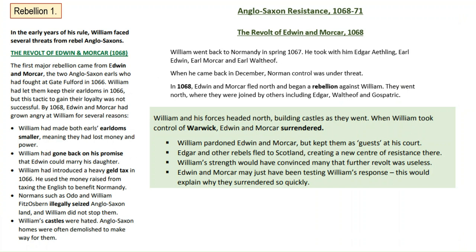Edgar and the other rebels fled to Scotland, creating a new centre of resistance there. So Edgar often comes back from Scotland to support revolts. William's strength would have convinced many that further revolt was useless.